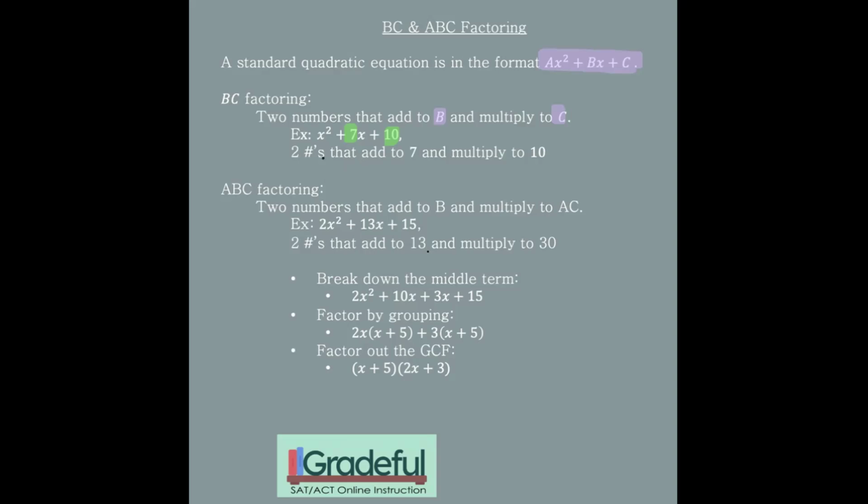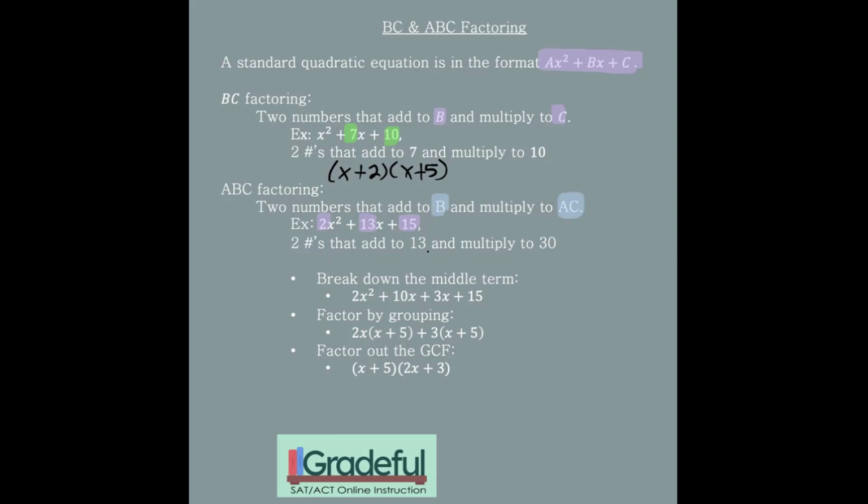So in this example here, the two numbers that do that are 2 and 5. Once you find those numbers, then you're basically done. You'd have x plus 2, x plus 5, and that's your answer for BC factoring. Now, if you have numbers in the A, B, and C spots, like this, here we have numbers here, here, and here. There, you need two numbers that add to B and multiply to AC.